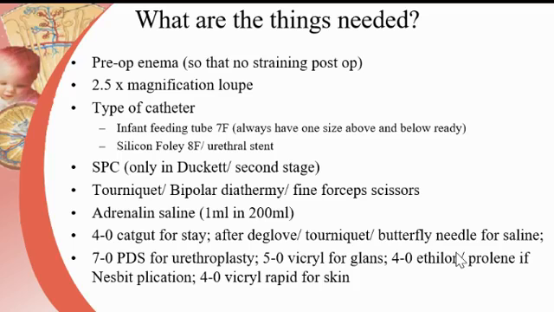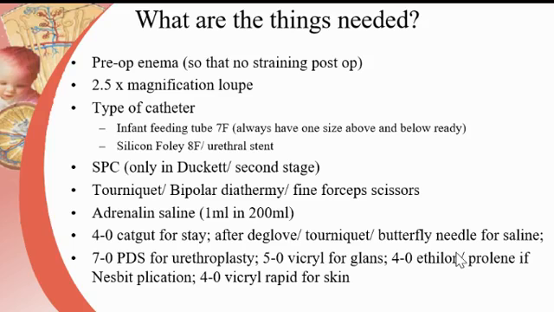Then I want my nurses to keep a tourniquet, bipolar diathermy, and fine forceps and scissors, some of the fine instruments. Sometimes I end up using adrenaline saline, not always. This is particularly for redo cases or proximal hypospadias. I dilute 1 ml of adrenaline in 200 ml of normal saline. This is not for injection or infiltration. This is only for a swab, and then I keep the adrenaline saline swab to control the bleeding.